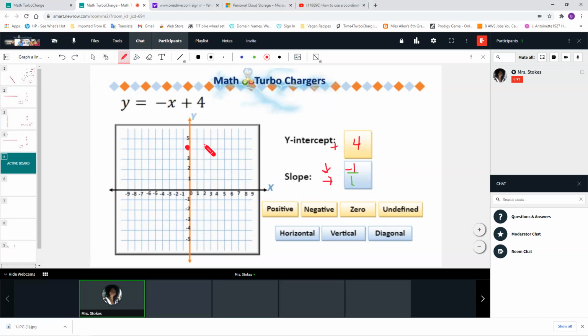So once again, I go down 1 and to the right, down and to the right, and I can keep going until I run off the graph here. Then I'm going to connect those dots with my little line tool. I can see that this line is high on the left side, which means that it's a negative slope. So let's check off negative, and this line is a diagonal line, okay?